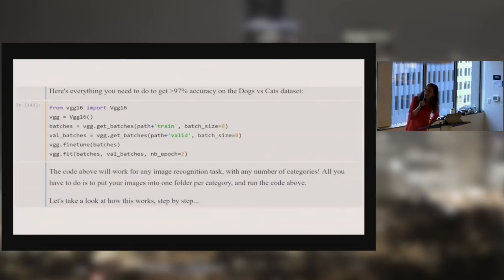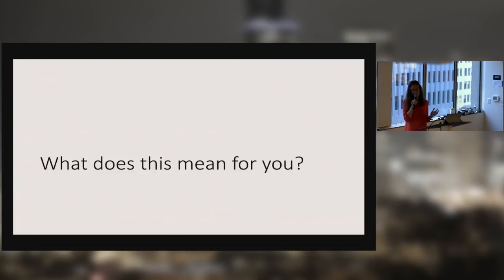So this is from lesson one. And it's 6 lines of code, and it gets you better than 97% accuracy on dogs versus cats, which has been a Kaggle competition twice now. And here we're using VGG, which was the ImageNet winner in 2014, and then just retraining the last layer. Okay, so what does all this mean for you? What kind of lessons can you take away?